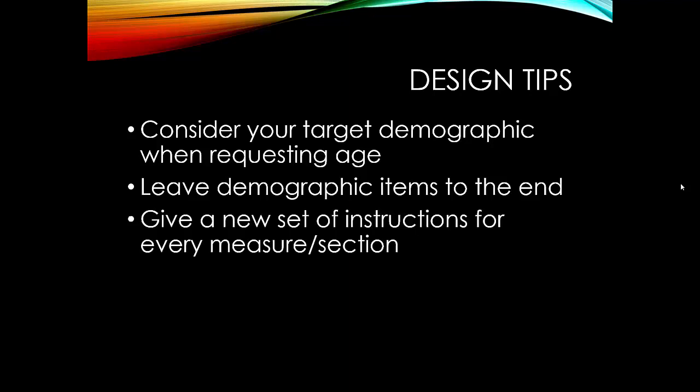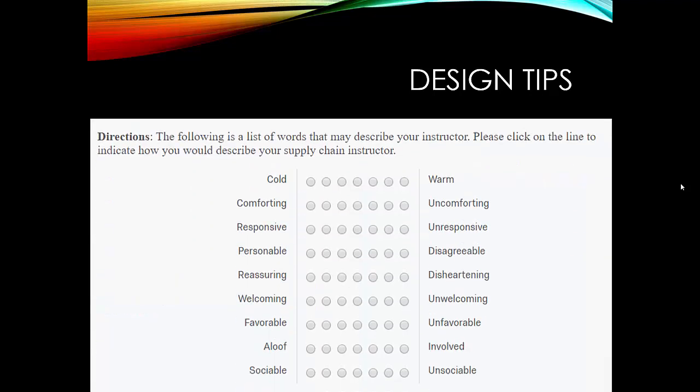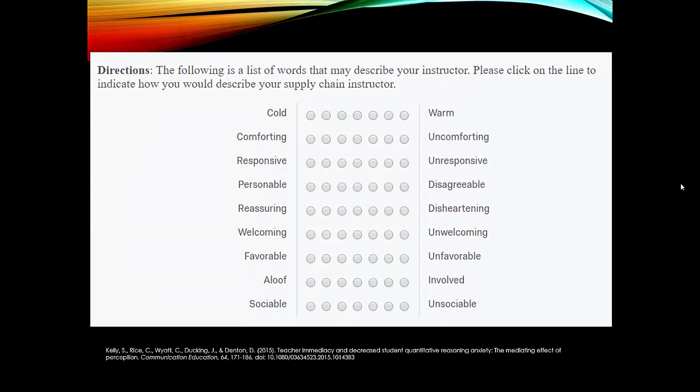Last, be sure to give a set of new instructions for every measure or section. This includes every measure you give and the demographic section. Here's the perceived immediacy measure again. Note at the beginning of this measure, there are instructions. The following is a list of words that may describe your instructor. Please click on the line to indicate how you would describe your supply chain instructor.